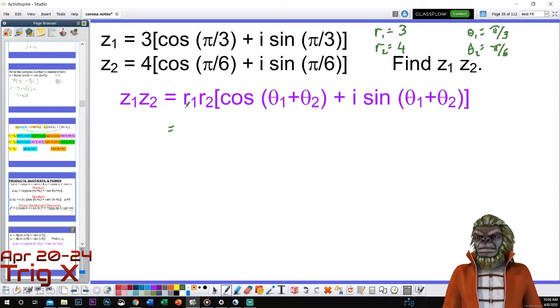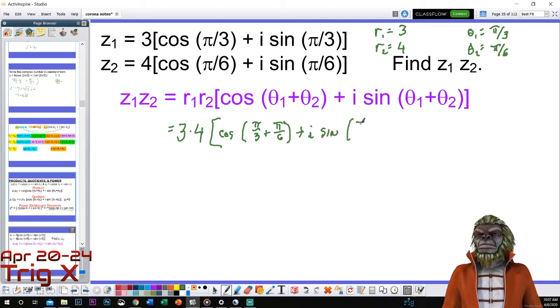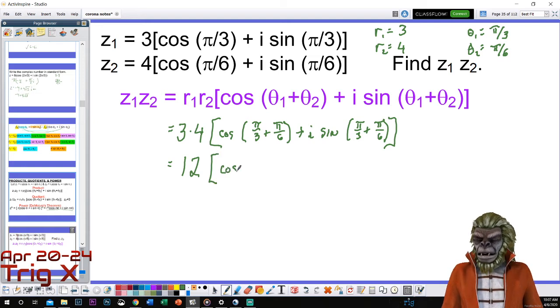So now let's take r1, which is 3, and it's touching the r2. That means they're multiplied. Here I have cosine, and I'm going to add my two angles. So I've got pi over 3 plus pi over 6. And then I'm going to do plus i sine of the exact same angles added together. Just like that. Now let's simplify as far as we can. 3 times 4, that should be easy. That gives us 12. Here I have cosine of.